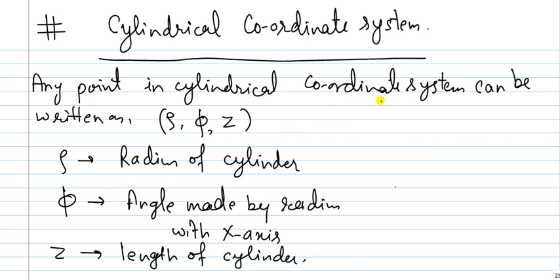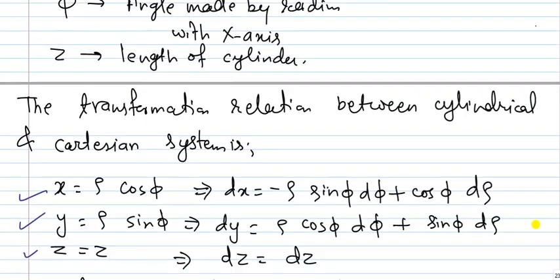Any point in the cylindrical coordinate system can be written like this. So this is rho, phi and z. In the curvilinear coordinate system, we denote those coordinates by u, v, w or u1, u2, u3. In this case, rho represents the radius of the cylinder, phi is the angle made by the radius with the x-axis, and z represents the length.